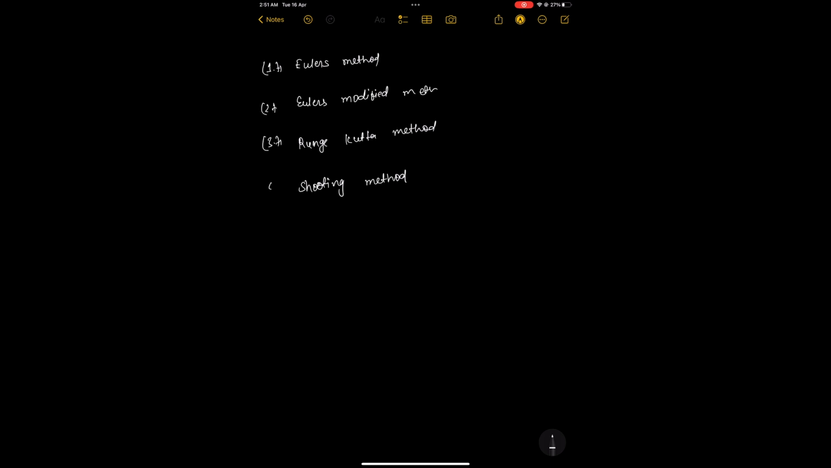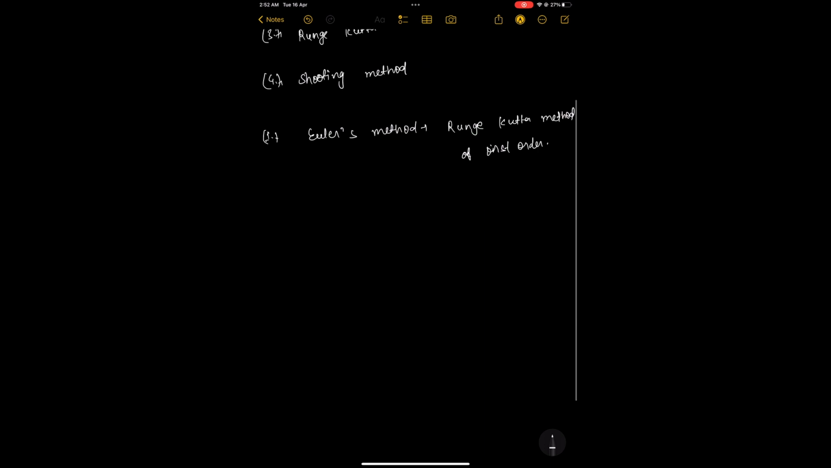Let's start with Euler's method first. Euler's method is also called Runge-Kutta method of first order. So if any question asks you to solve it using Runge-Kutta method of first order, then you have to use Euler's method.